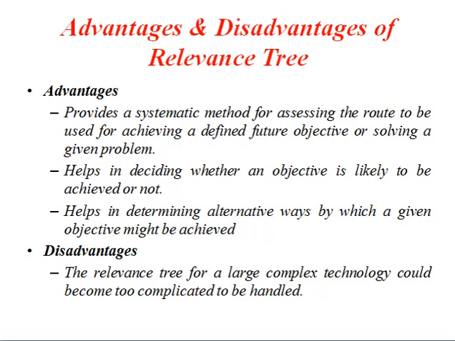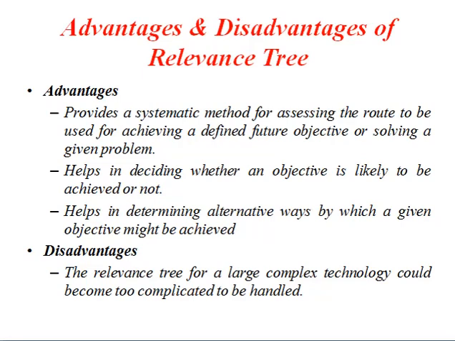This relevance tree also helps in deciding whether an objective is likely to be achieved or not, and in determining the alternative ways by which a given objective might be achieved. Whatever problem you take, it does not have only one particular solution; there is an alternative way to reach the target. So by implementing these kinds of methods and techniques, we can determine alternative ways to find the solution.